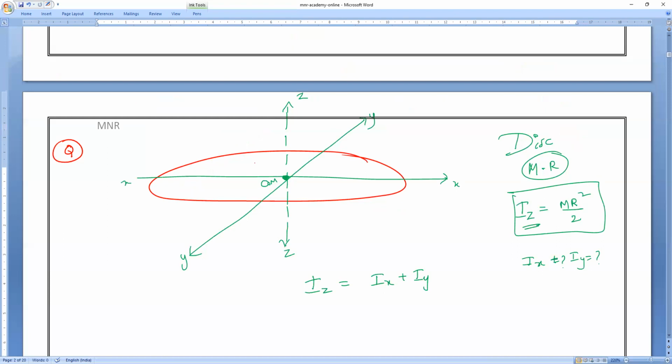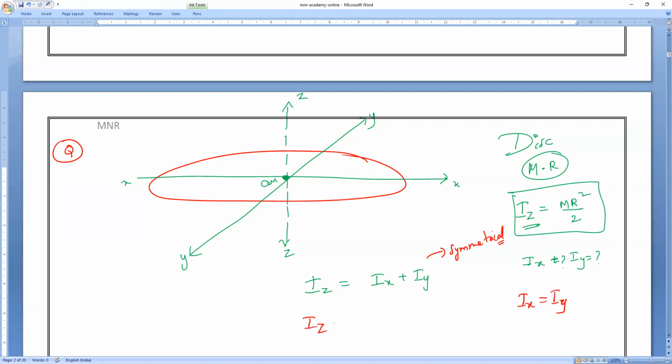If it is the two-dimensional body, if I cut this one through the x-axis or through the y-axis, the symmetry looks similar or not, everybody? Symmetrical? Yes. If I cut it in any direction, x-axis or y-axis, both appear to be symmetrical. Symmetrical means what? Ix is equal to Iy.